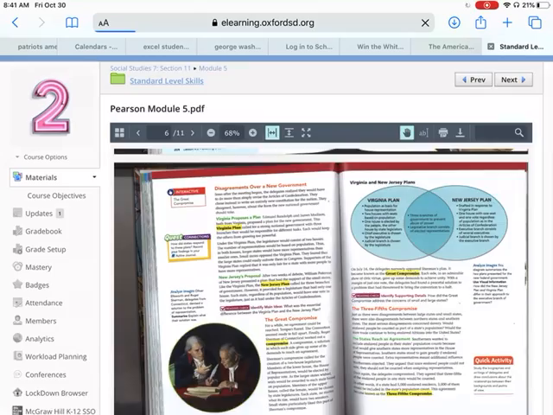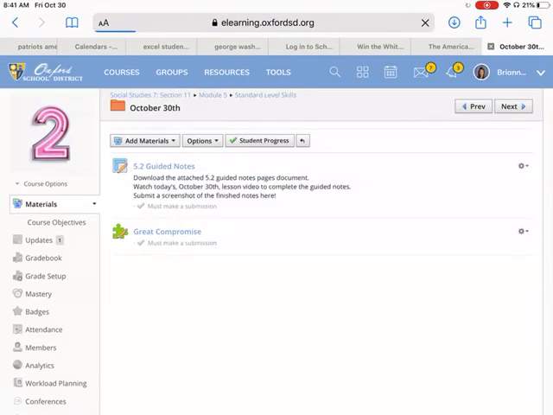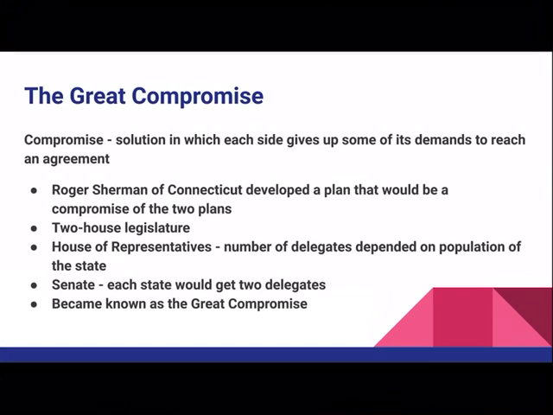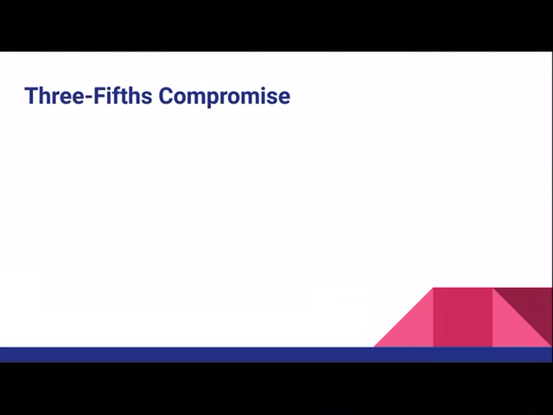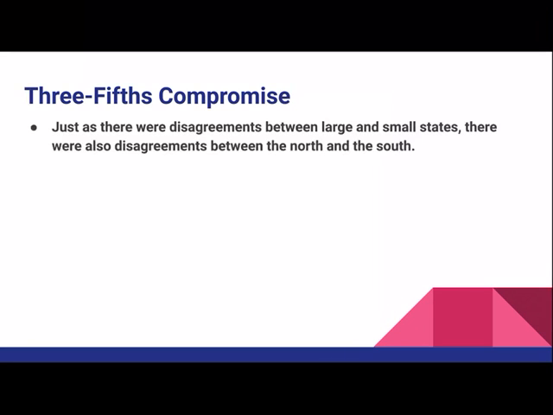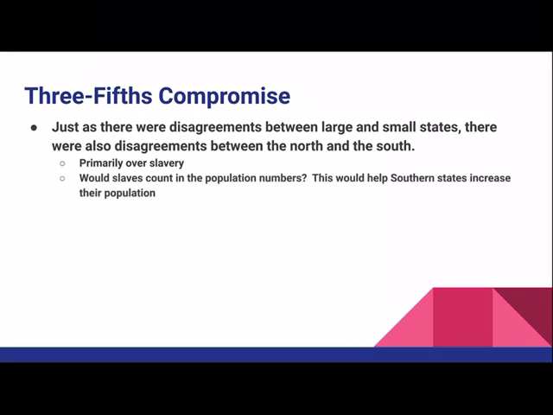All right, we're going to go ahead and continue with the notes here. So then there's the 3/5 compromise, okay? Just as there were disagreements between the large and the small states, there were also disagreements between the North and the South, right? Again, their economies are dependent on different things, primarily over slavery. So the question is, would slaves count in the population numbers?